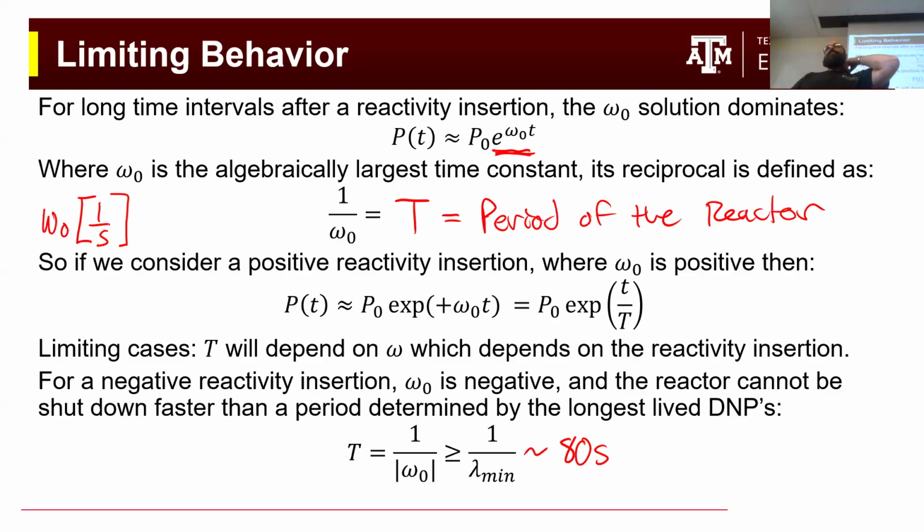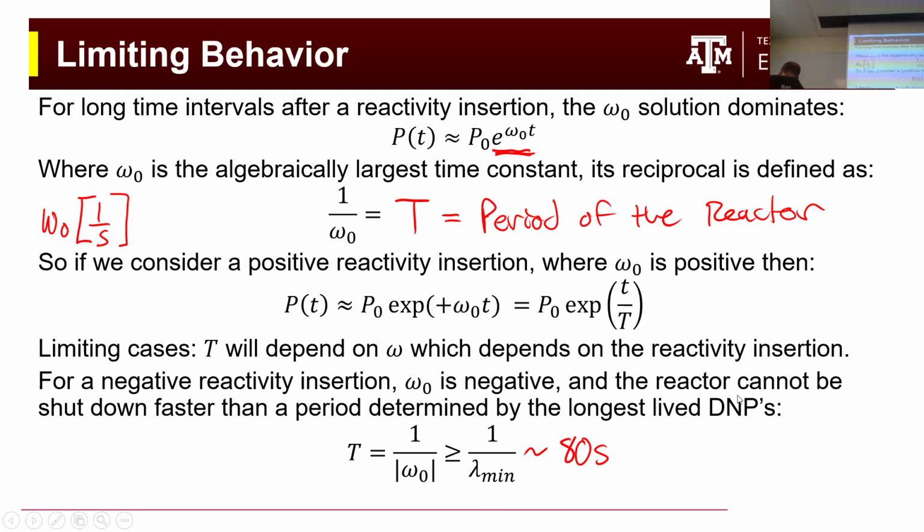So changing the period would be, I guess, pretty essential. Yeah, so it's mostly telling us that we're limited on how fast we can shut it down based on the decay constant of our longest living delayed neutron precursors.